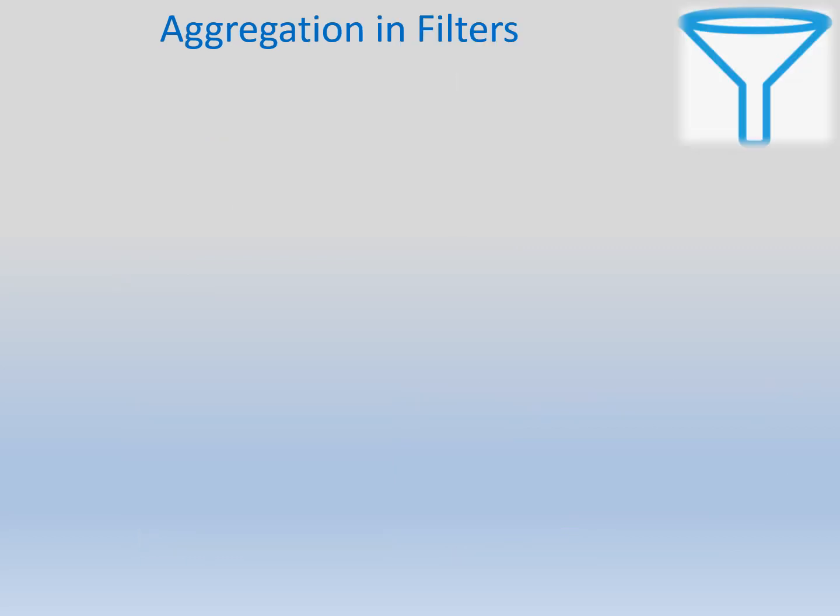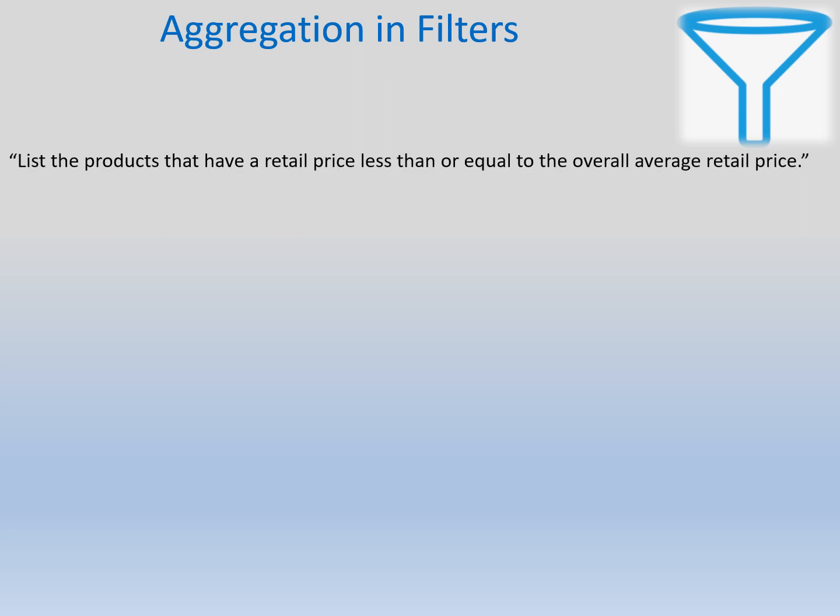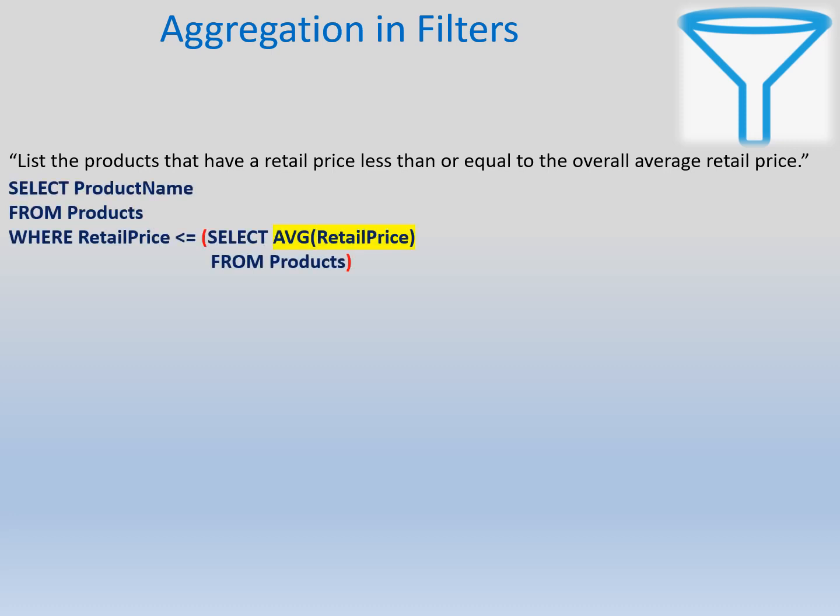The next two examples demonstrate the use of aggregates as filters, essentially aggregates in the where clause. The query is, list the products that have a retail price less than or equal to the overall average retail price. Here we see our select statement that contains a subquery in the where clause, and the subquery is calculating the average retail price using the AVG aggregate.